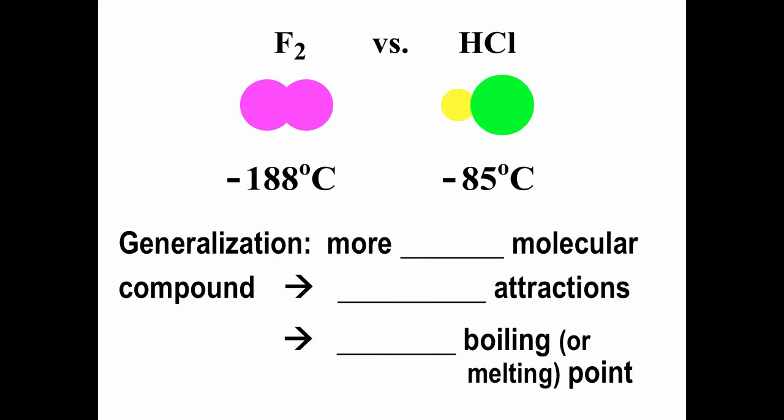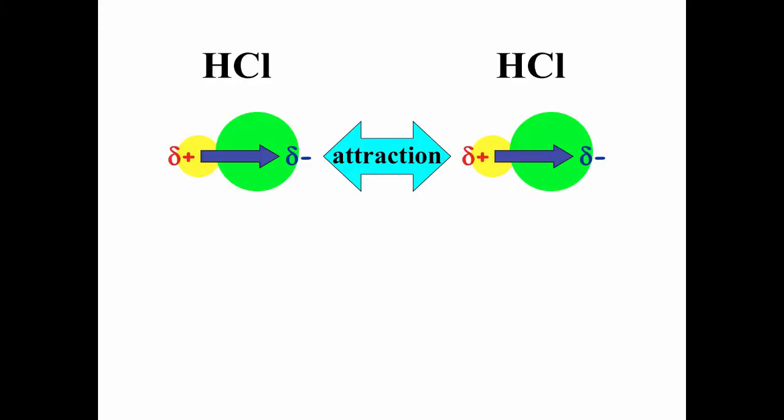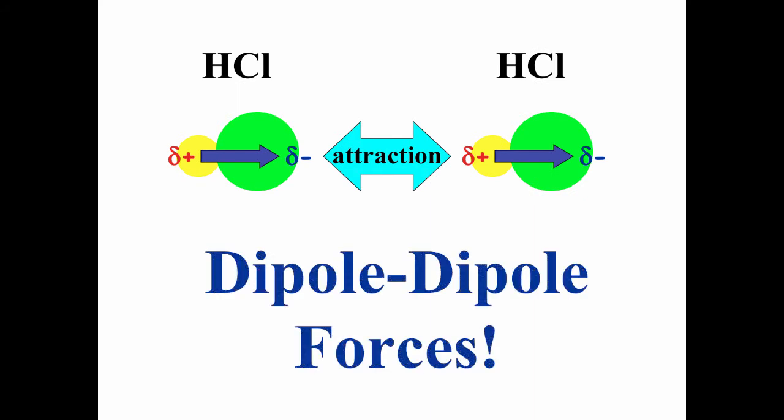So as a generalization from these molecules to others, the more polar a molecule we have, the stronger its attractions. Because it has bigger dipoles, it'll have stronger attractions between the dipoles, and the higher we would expect its boiling point to be. And the same argument would follow also for melting point and other measures of strength of intermolecular attraction. So dipole-dipole forces are the first intermolecular force that we have been introduced to.